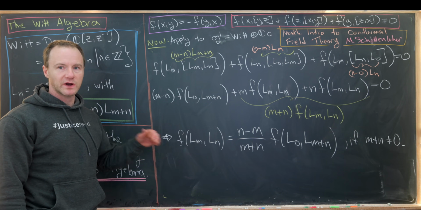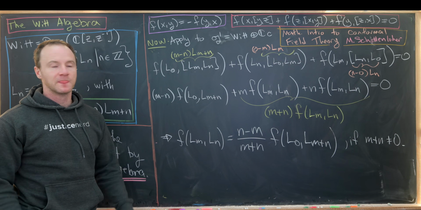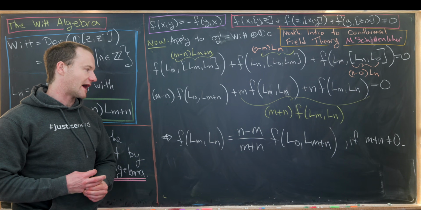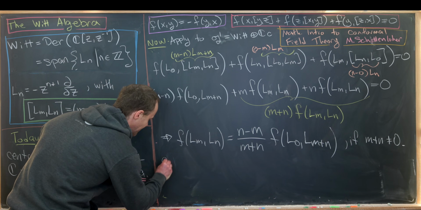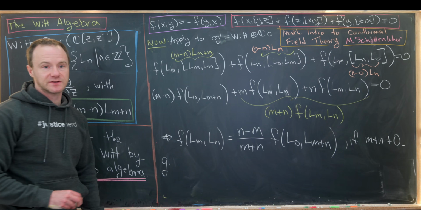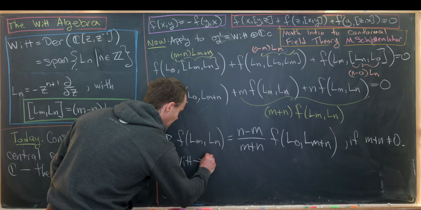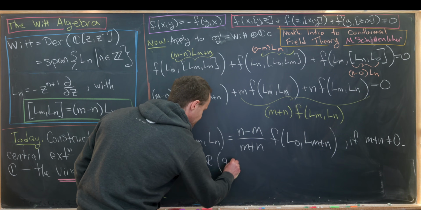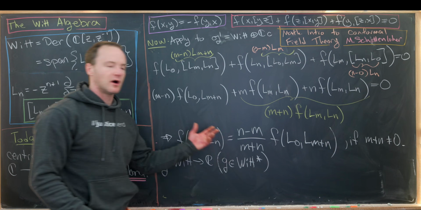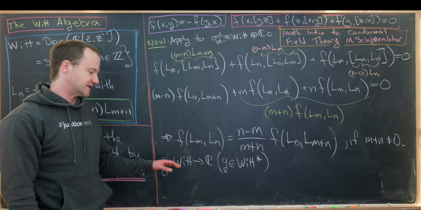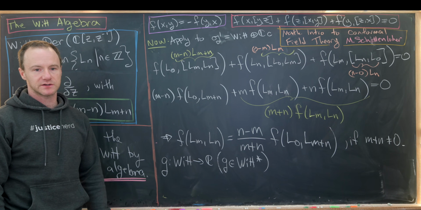Okay, so now where do we want to go from here? Well, we're going to do a little bit of a trick, but it doesn't change the overall algebra. It just lets us simplify this a little bit. So let's define the following function. This g goes from Witt to the complex numbers. In other words, g is in the dual space of Witt. Just recall that the dual space of a vector space is the set of linear transformations from the vector space to the ground field.